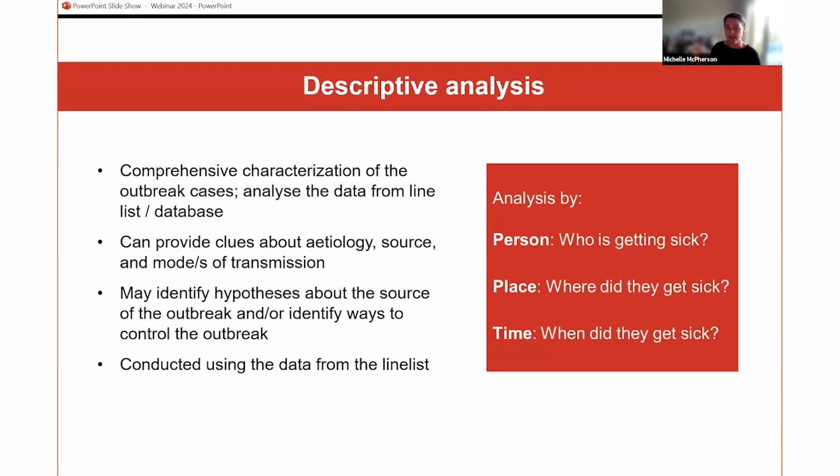So for our analysis by person, we're asking who is it that's getting sick, what age are they, what sex are they, etc. For place, we're asking where did they get sick, or often where were they living when they got sick, because we often only have residential information. And then with time, we're looking at when did they get sick, and that can actually help us a lot with figuring out modes of transmission and potential incubation periods.